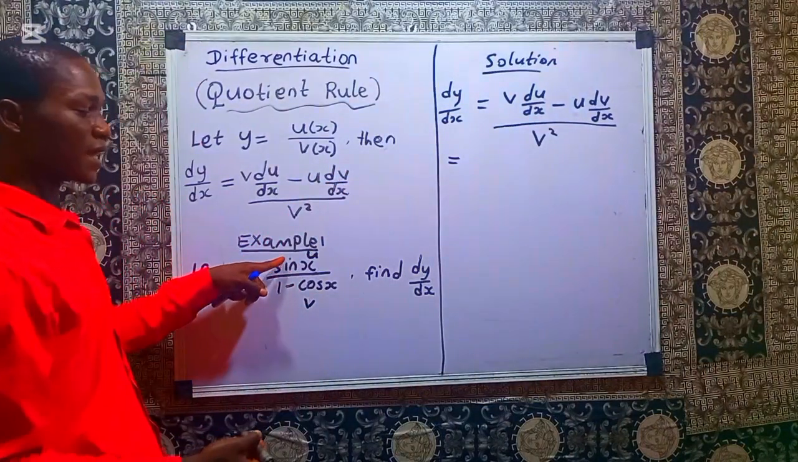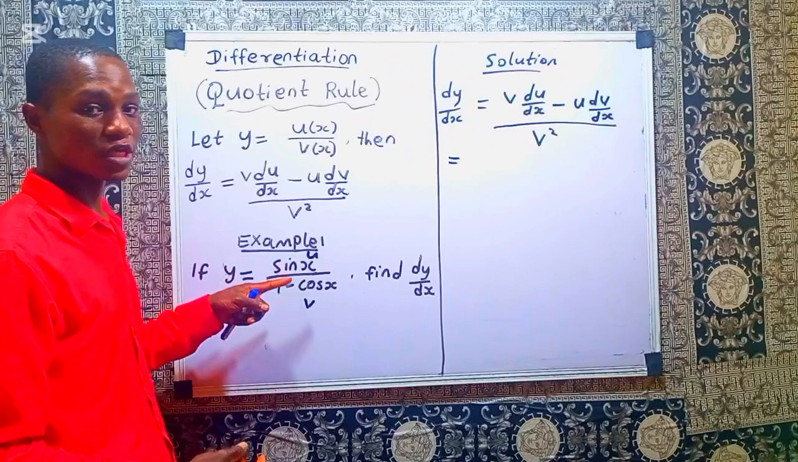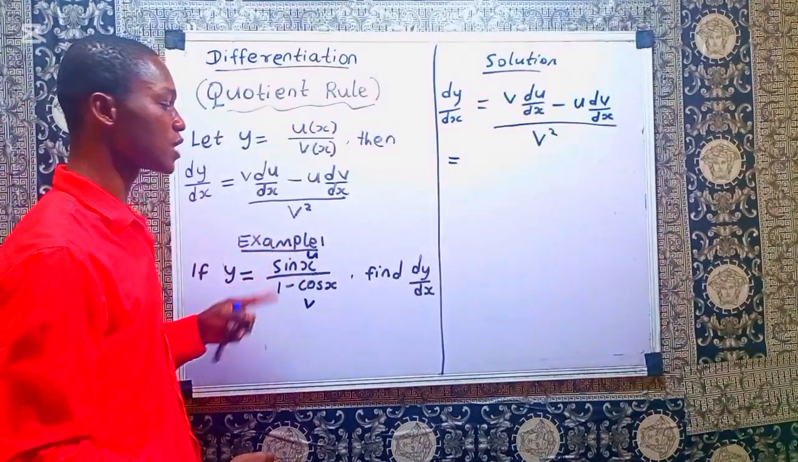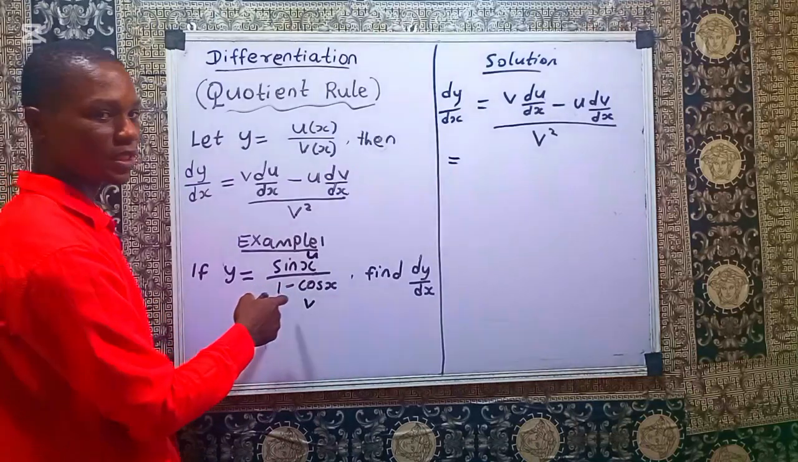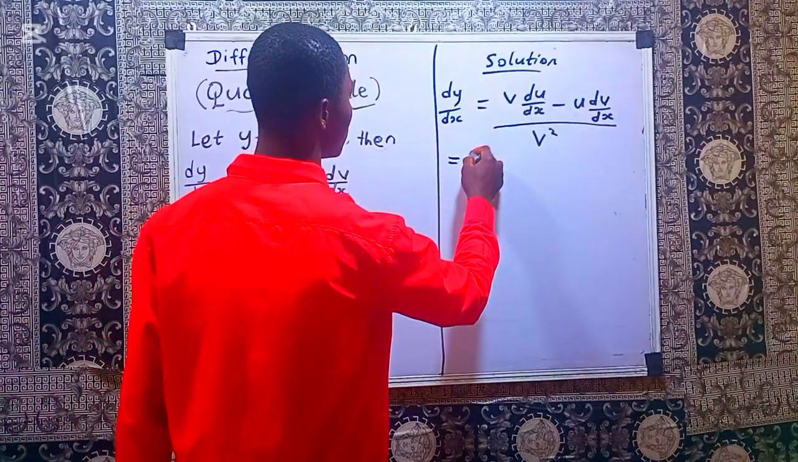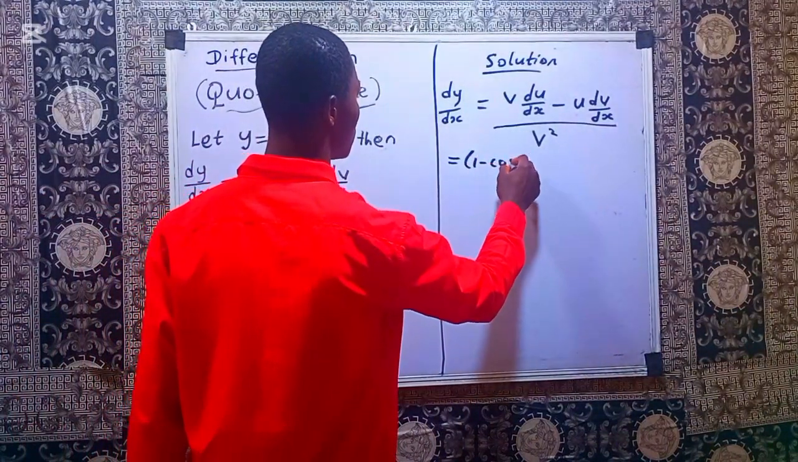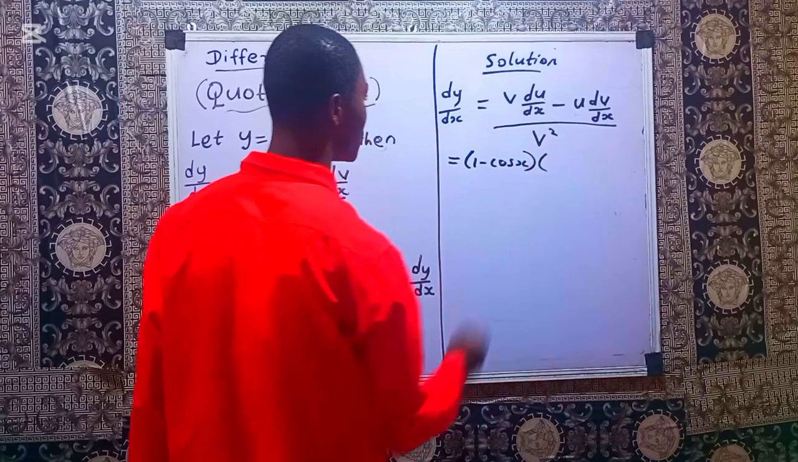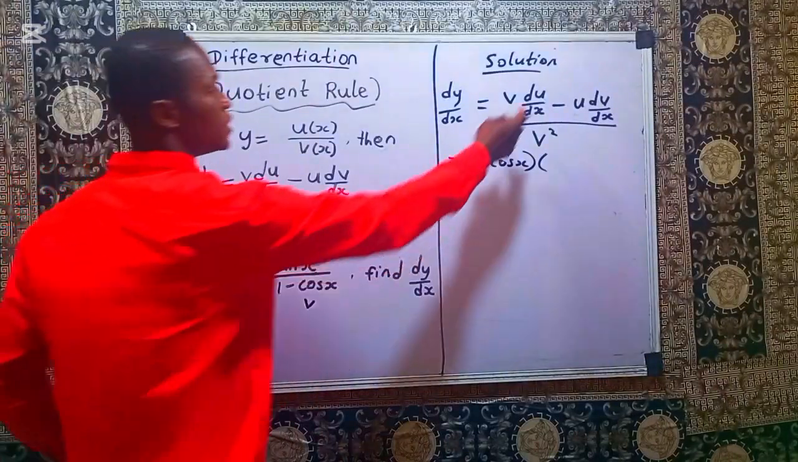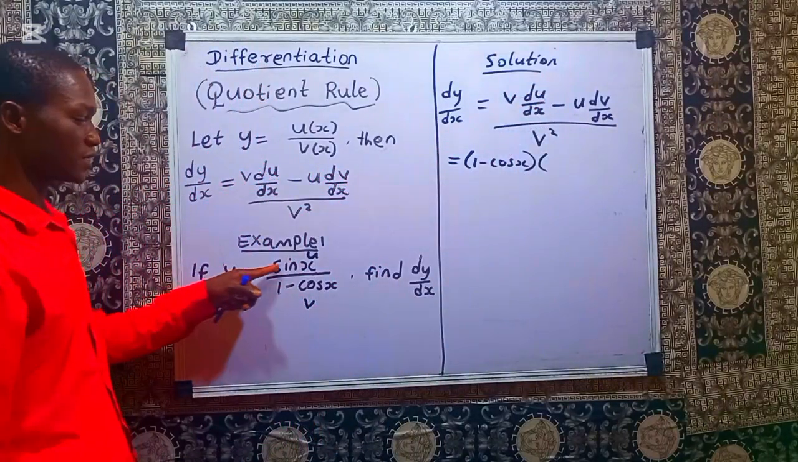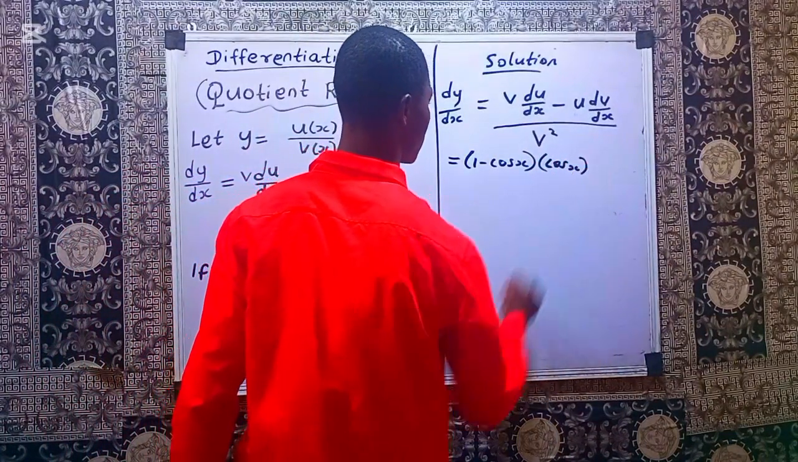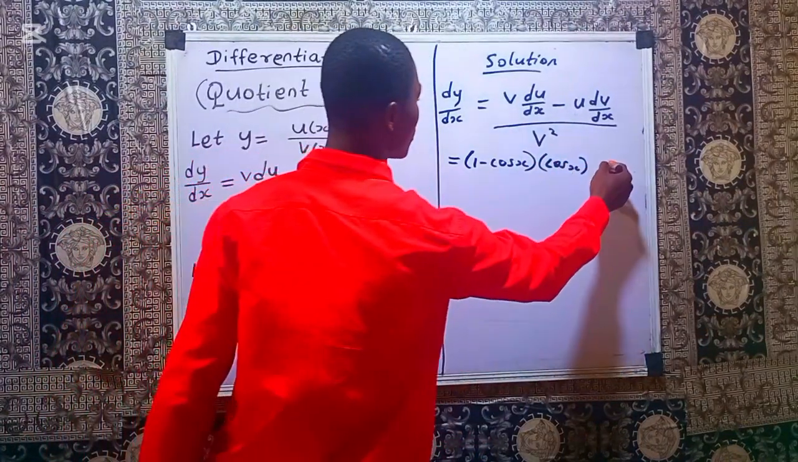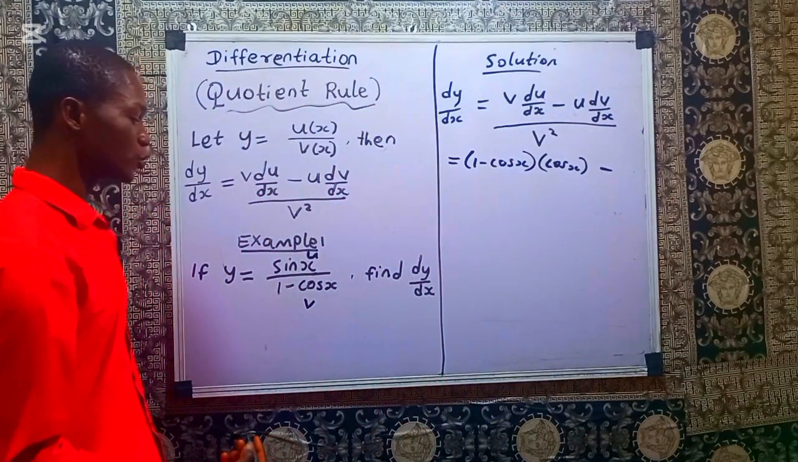So u is sine x. If you differentiate sine x, you are going to get positive cosine. Derivative of sine is positive cosine. I'm keeping the denominator, so I will say the denominator is 1 minus cos x multiplying the derivative of u with respect to x. Differentiating this will give us cosine of x, right? Then we are going to put minus.